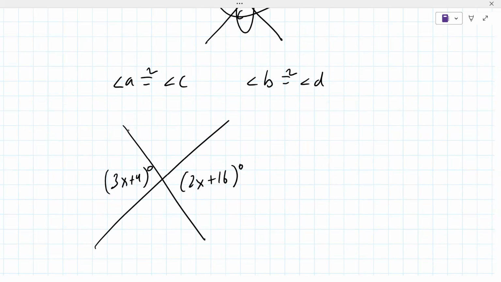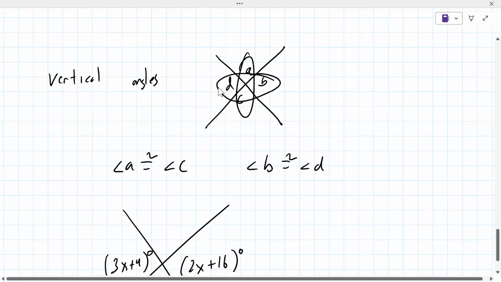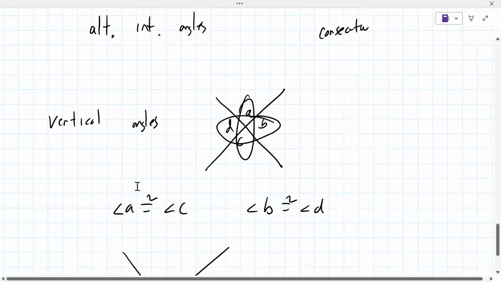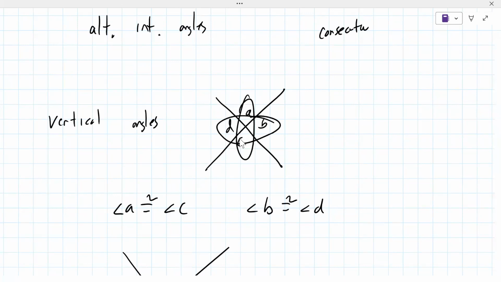No. Okay, but you just said B and D are vertical angles. Oh, okay, I guess not. These are in fact vertical angles. You said A and C are the ones that go up and down. That's fine. Right and left are also fine. Oh, these are vertical angles. Horizontal or vertical, they are vertical angles.